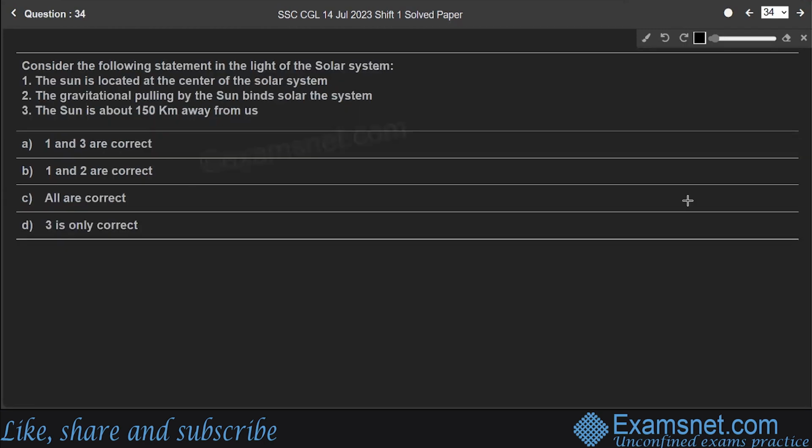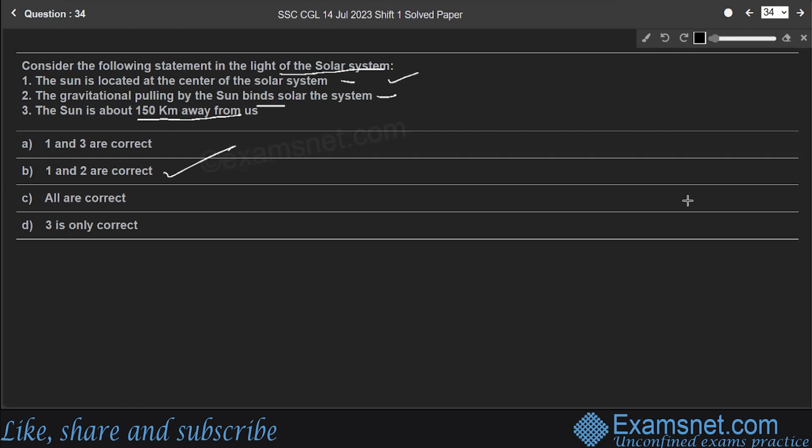Question 34. Consider the following statements in the light of the solar system. First, the sun is located at the center of the solar system. Second, the gravitational pulling by the sun binds the solar system. Third, the sun is about 150 kilometers away from us. The options are: 1 and 3 are correct, 1 and 2 are correct, all are correct, and 3 only is correct. Here option B is the answer.